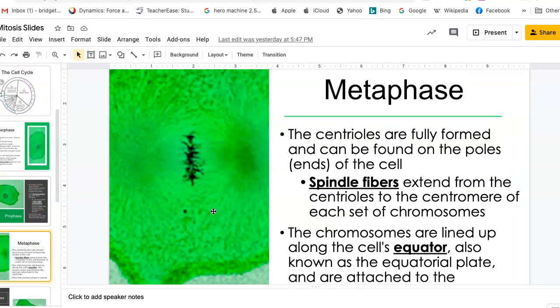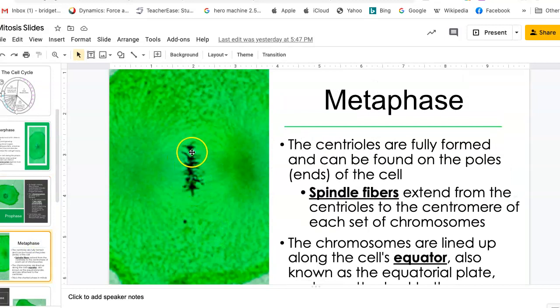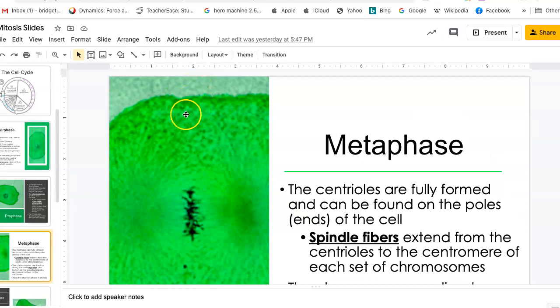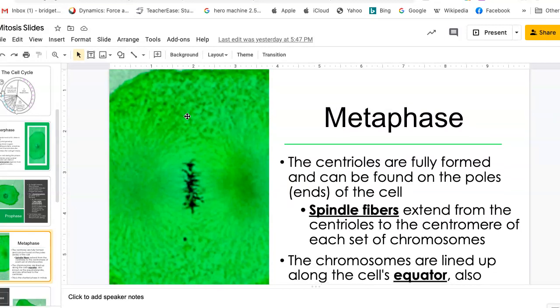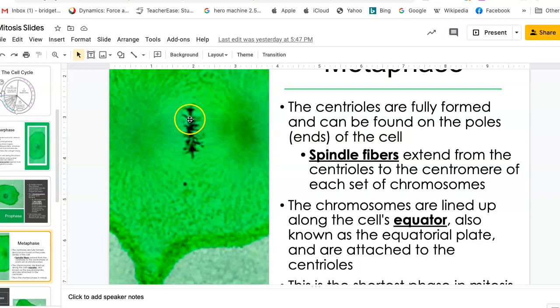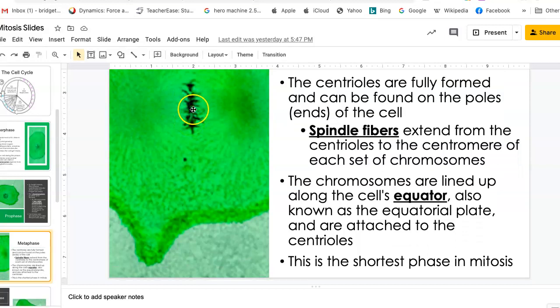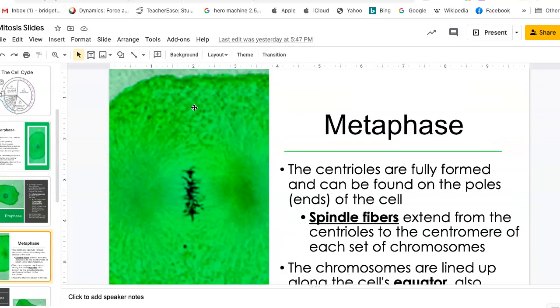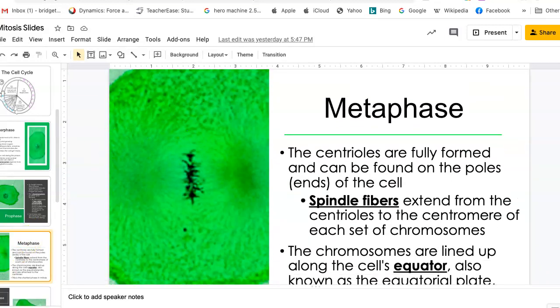Now we have metaphase. This is a great picture too. Look at these. These centrioles are fully formed, and they're found actually at the poles, at the ends, right? And then there's these fibers that extend. And look, they line up. The chromosomes are lined up right at what we call the equator. And so that's kind of fun. You see them literally lining up. And it's the shortest phase when we talk about metaphase. So that's kind of cool.